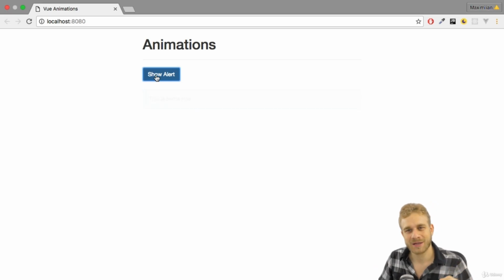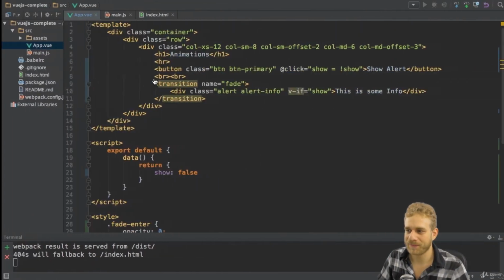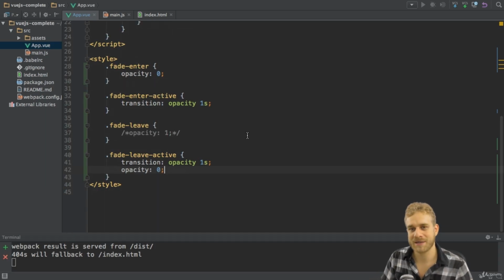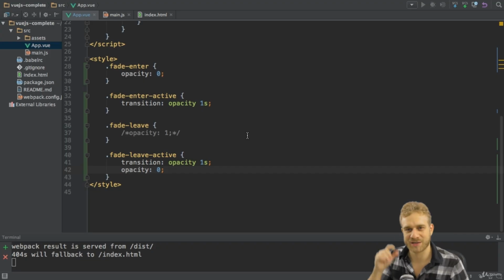Now in the next video, let's have a look at how this would work if we wouldn't use the transition property here, but instead CSS animations, which is the alternative to transitioning single properties.